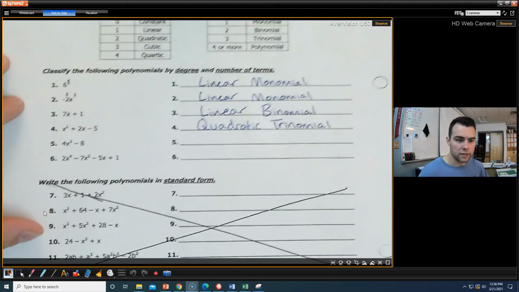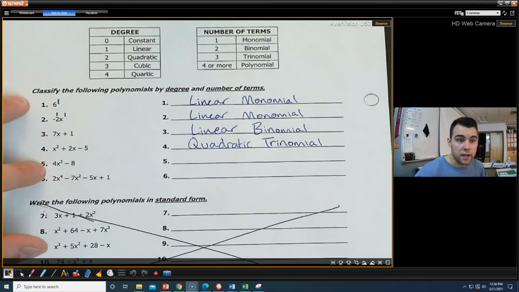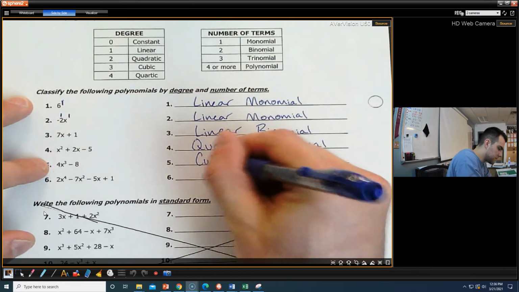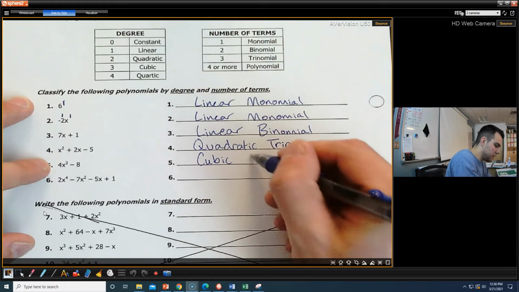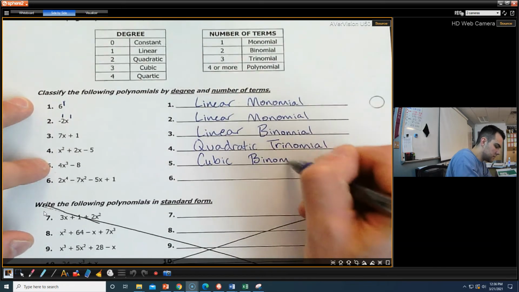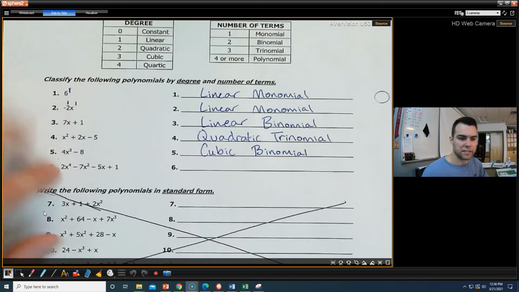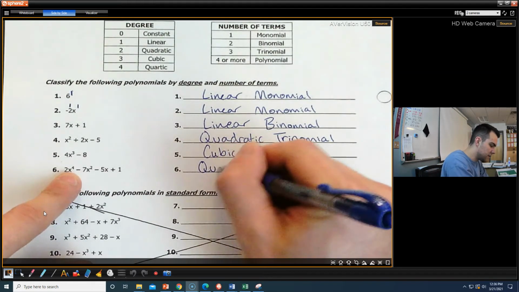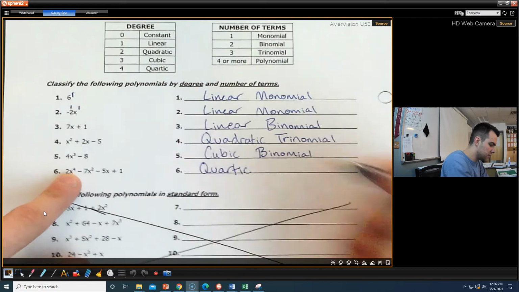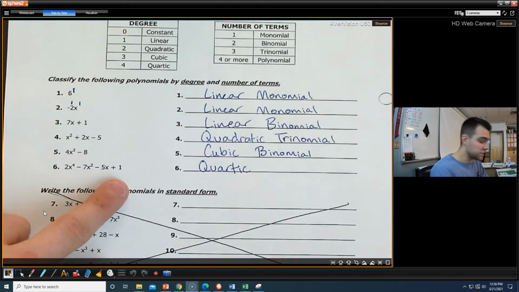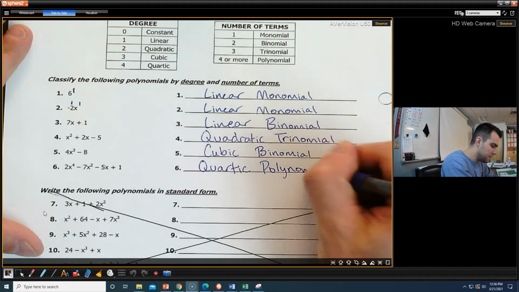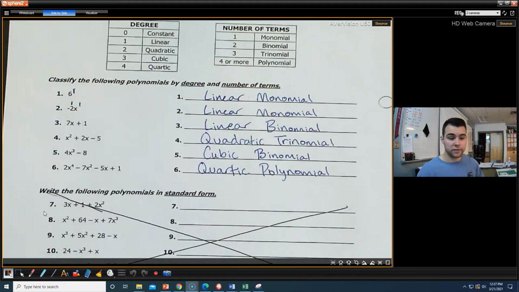Okay. And looking at 5 and 6, 5, highest degree is 3. So this is a cubic. And this would be a cubic binomial. And the last one, highest degree is 4. This is a quartic, different than quadratic. It's quartic. And there's 4 terms. So that's a quartic polynomial.